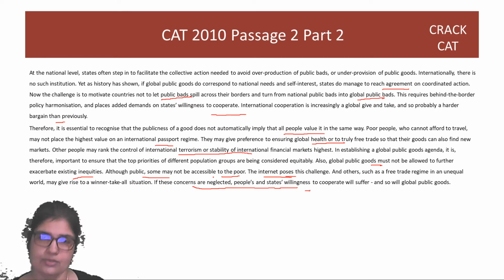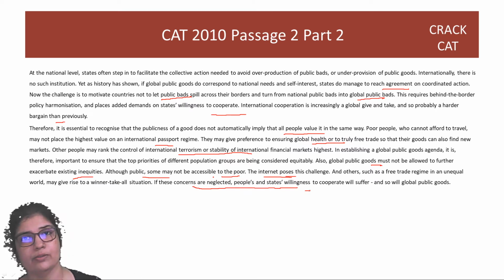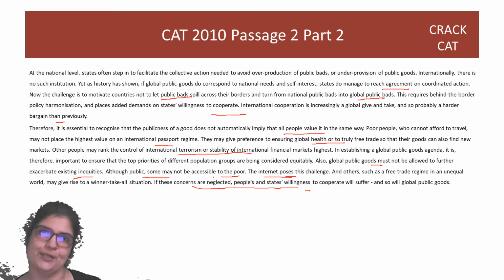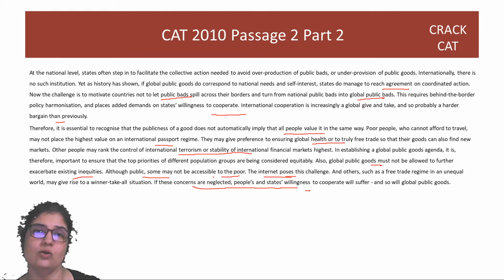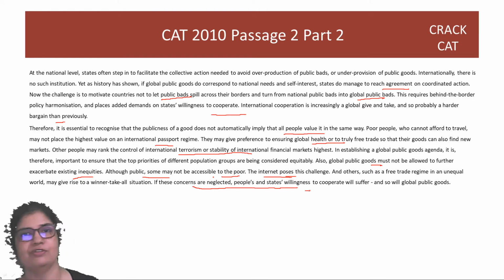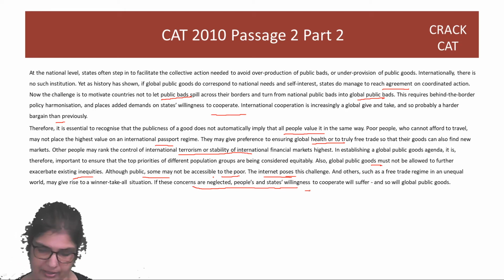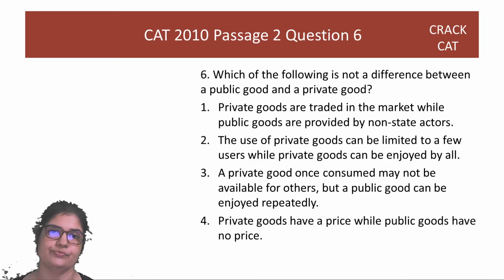Okay. So this is mostly about what a public good is compared to a private good, how they are over-provided or under-provided, what a global public good is, how nations are dealing with it, and how global public goods have different value for different people. It's very well organized, 5 paragraphs. Let's look at the questions.